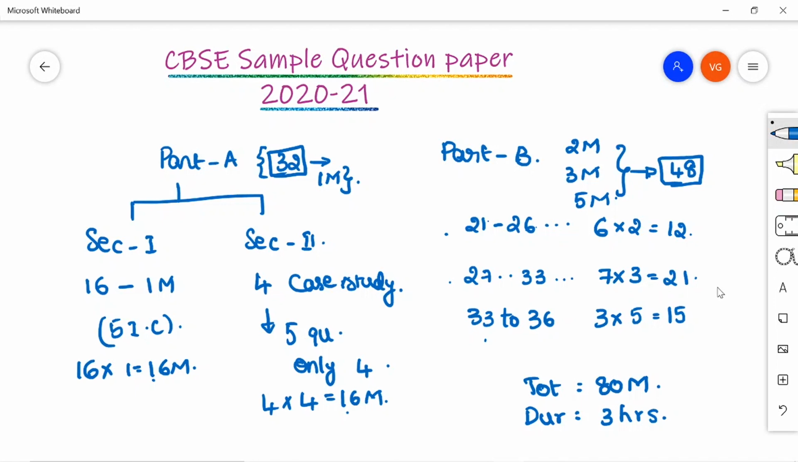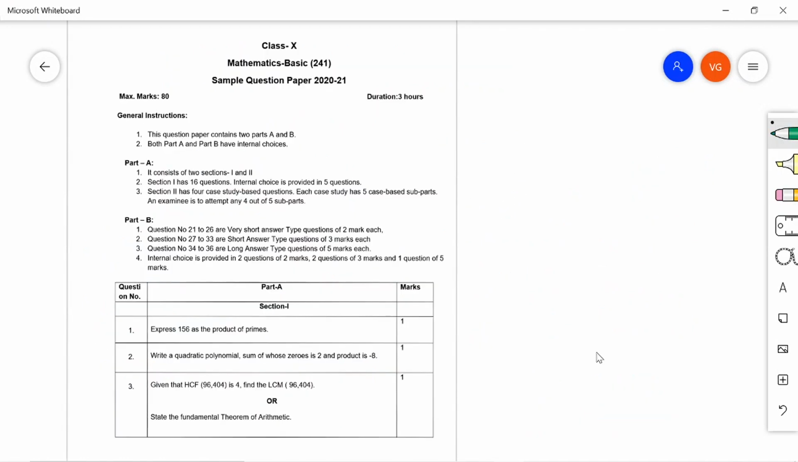In this video, I tried explaining basic sample question paper from the board 2020-21. The full question paper solutions are released in 2 parts. One part for part A and the second part I'll explain part B. Let us solve the first question.